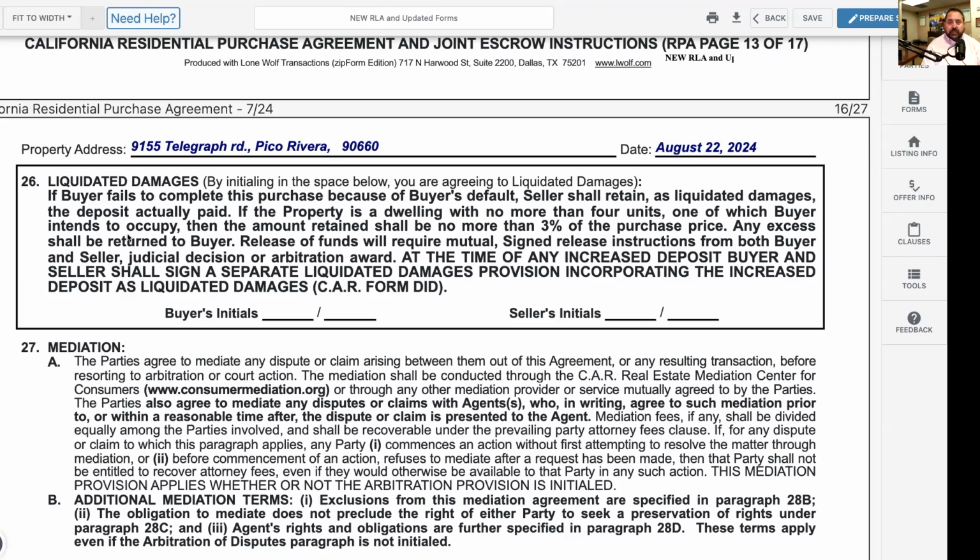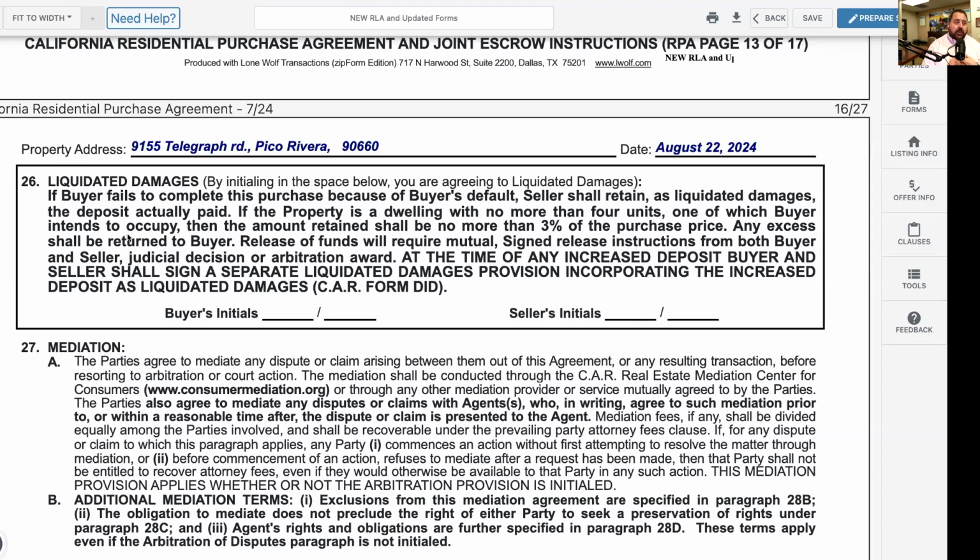Now, that's only in the case of 1 to 4 unit properties. And it's only if the buyer is going to occupy the property as their principal residence. So if I am an investor, my damages are not limited to that 3% of the purchase price. Okay? So keep that in mind. That liquidated damages doesn't work for an investor like it does for a buyer who is buying their principal residence, 1 through 4 units, okay? But that's what that is.